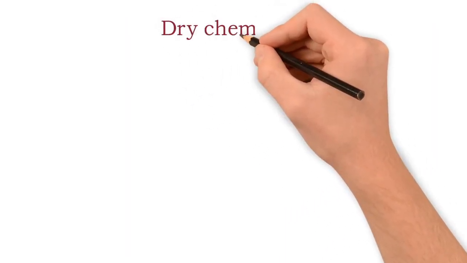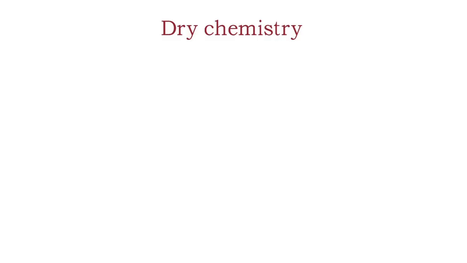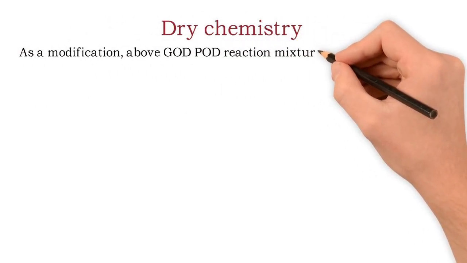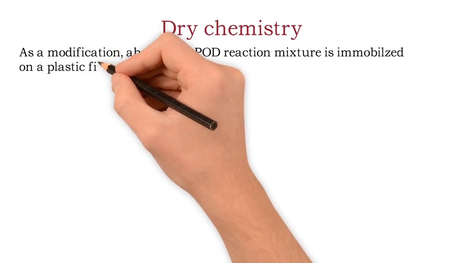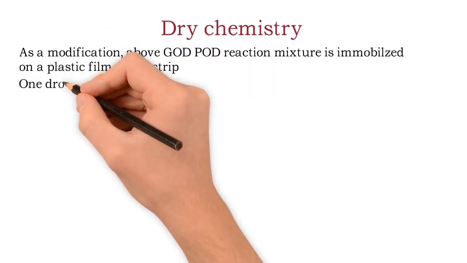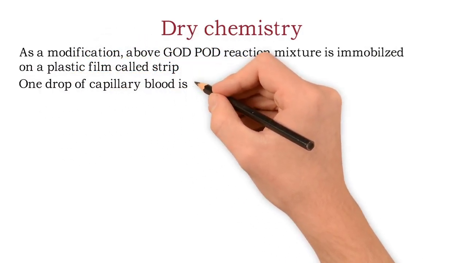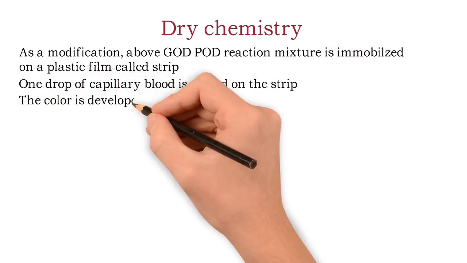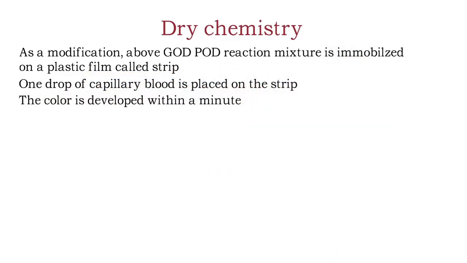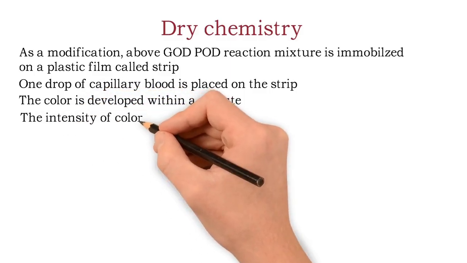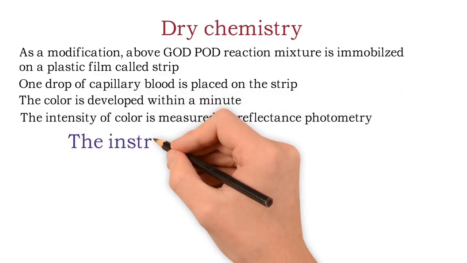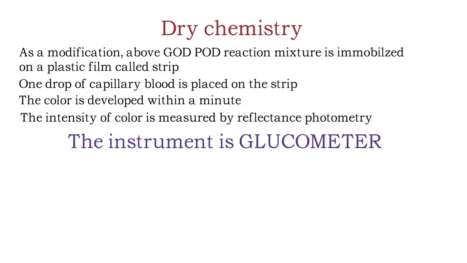At last, we will see dry chemistry. As a modification, the above GOD-POD reaction mixture is immobilized on plastic film called strip. Then 1 drop of capillary blood is placed on the strip. The color is developed within a minute, and the intensity of color is measured by reflectance photometry. And the instrument is glucometer.